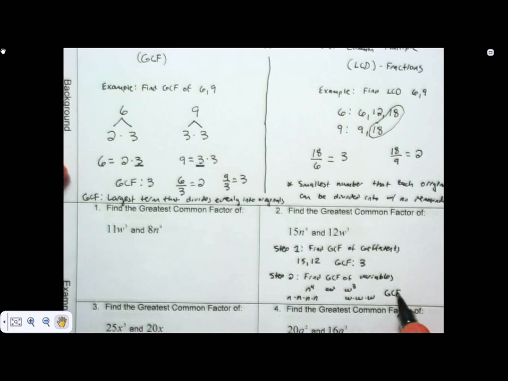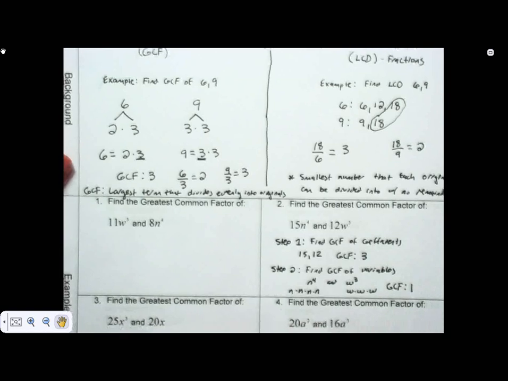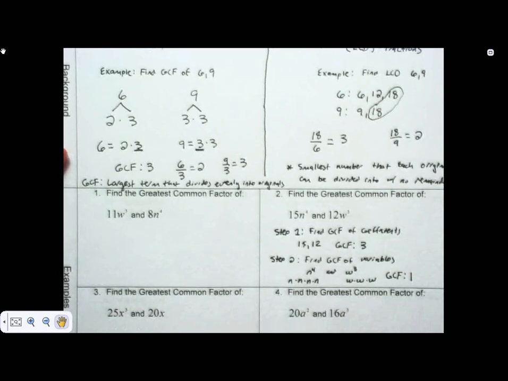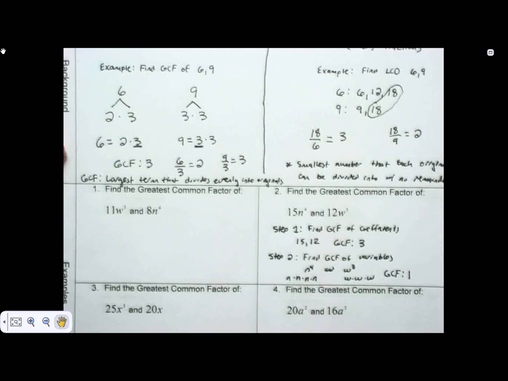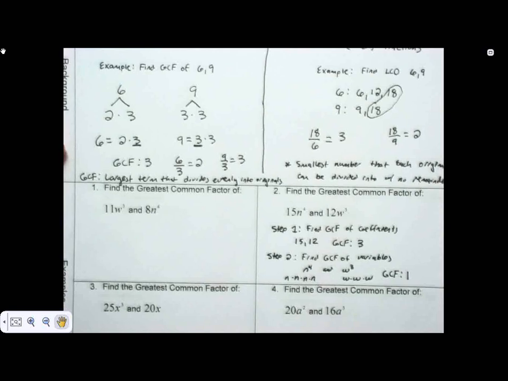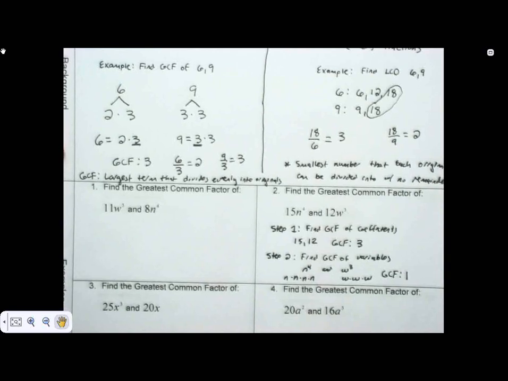If you see nothing in common, that just means automatically the greatest common factor is just going to be 1, because 1 is a factor of anything. I can take anything divided by 1 and get an answer without a remainder.